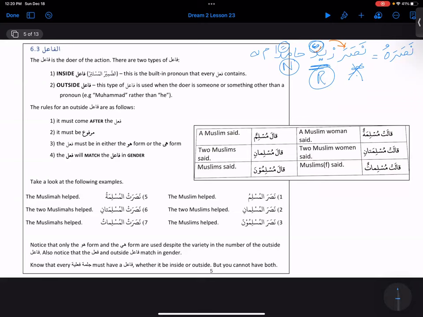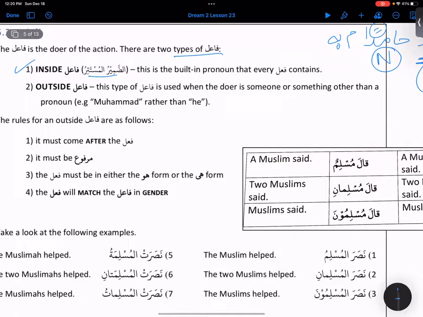Okay. Zaidun is the file. And Nasara is our fail here. Make sense? How beautiful it is. Subhanallah. Fail, file, maful bihi. So now the file is the doer of the action. We know that. And there are two types of file. One file inside, which is called the mir mustatir. Mustatir means hidden or inside, you can say.